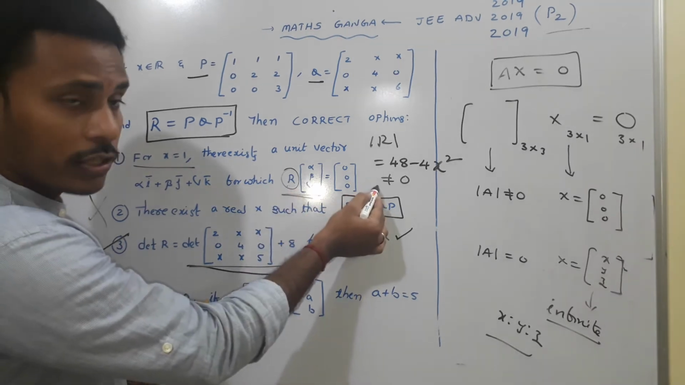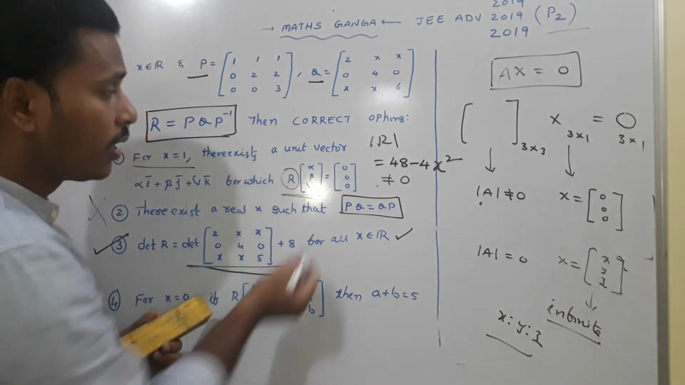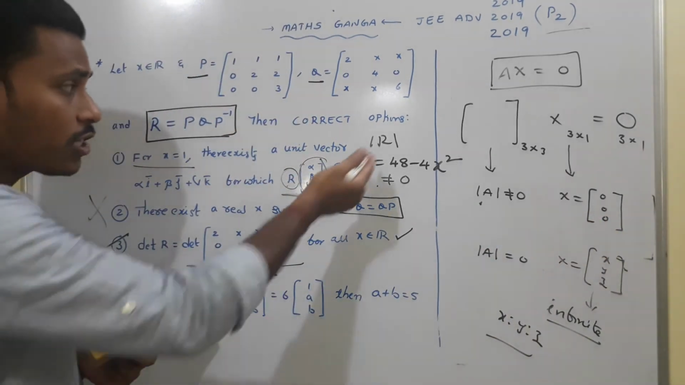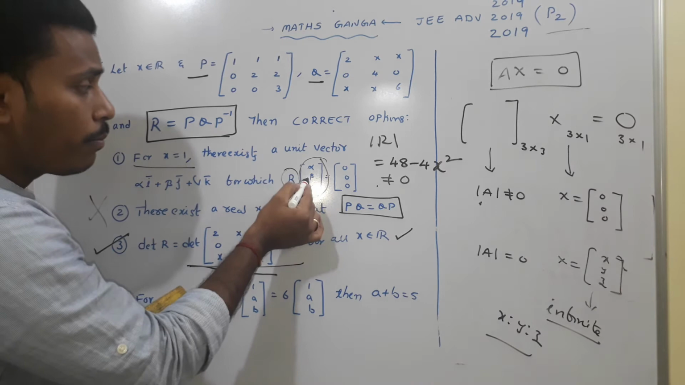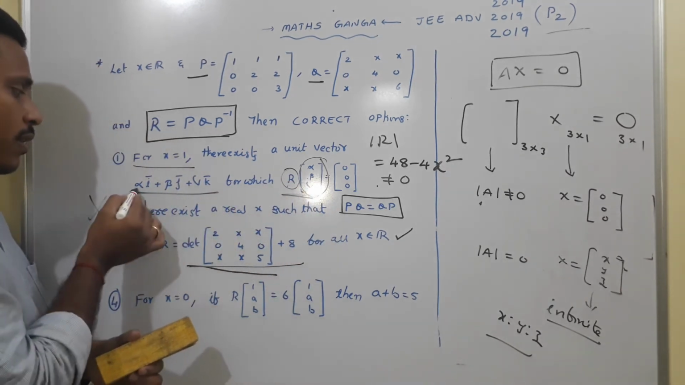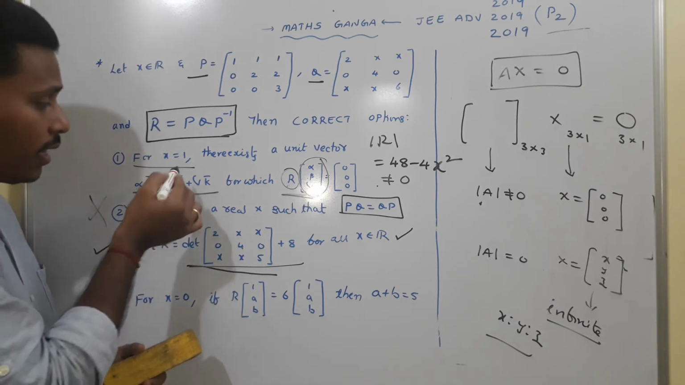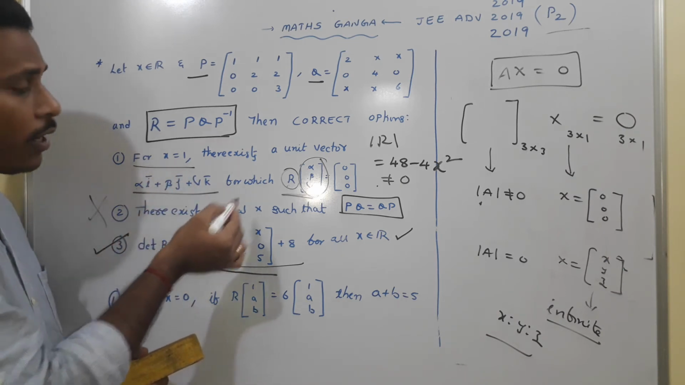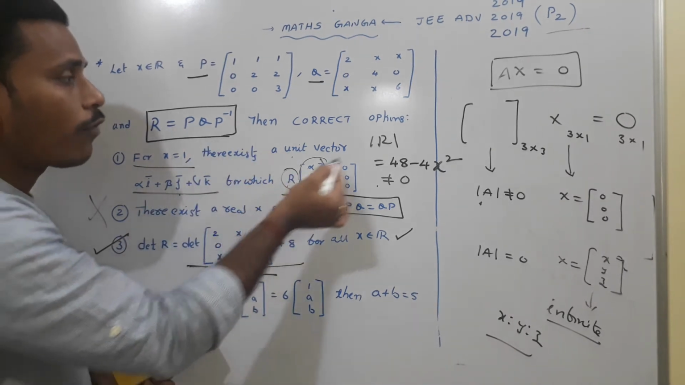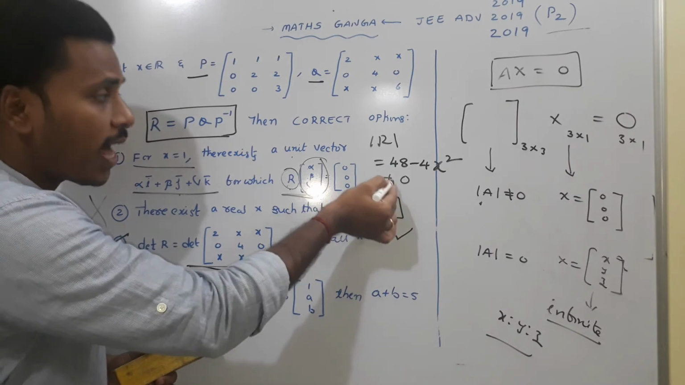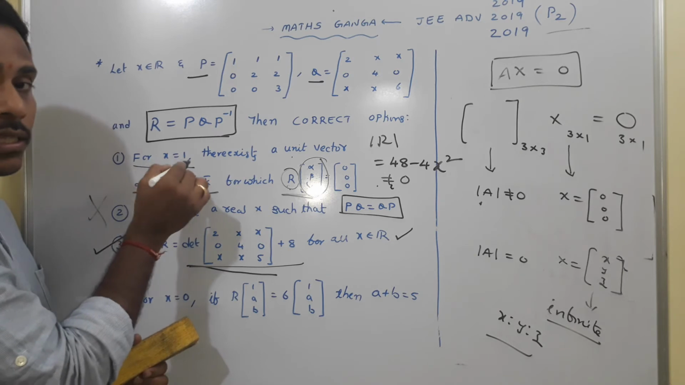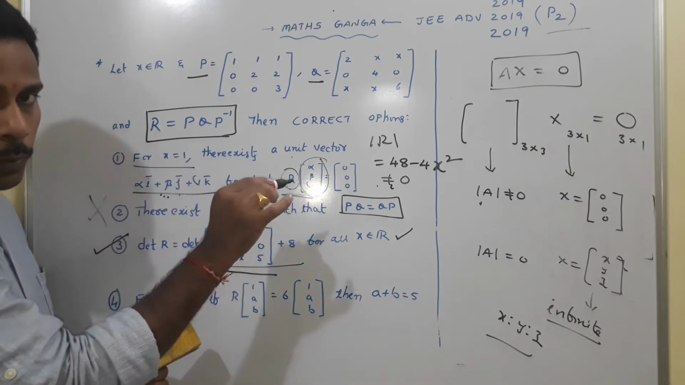Since the determinant is not equal to 0, as per our logic, this alpha, beta, gamma is surely 0, 0, 0. If alpha, beta, gamma are zeros, then the modulus of this vector is not 1, so it is not a unit vector. So we have that the determinant of R is not equal to 0, so this is not a unit vector, and this is a wrong option.